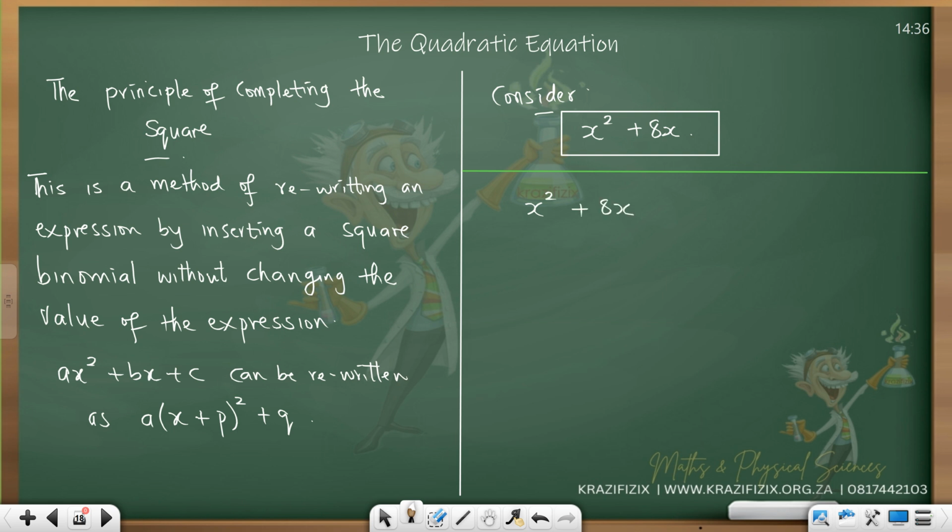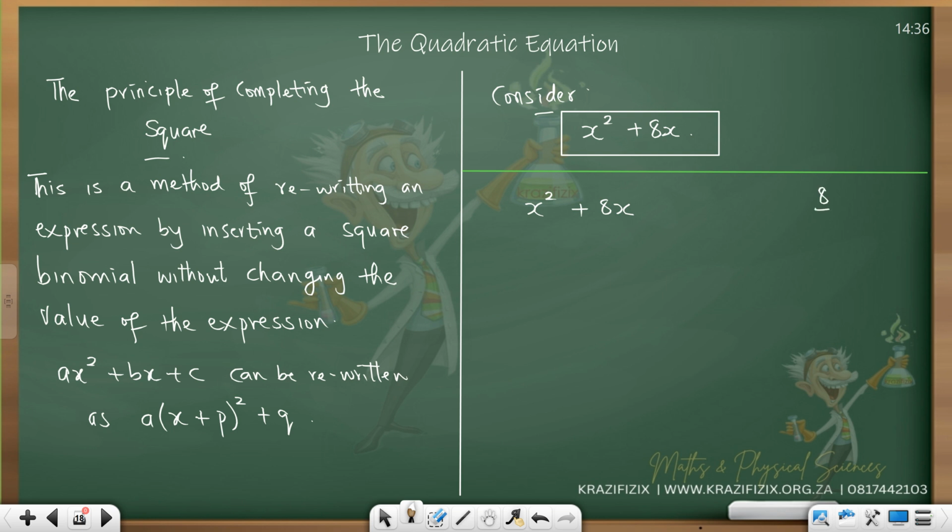I want to rewrite this equation. So I'm going to do something here. I am going to take b. You see what my b is? Don't worry, I'll give you notes. I just want to show you what we mean. My b is 8. Let us divide it by 2. So 8 divided by 2 would give me 4. Is that okay? Let's square it.